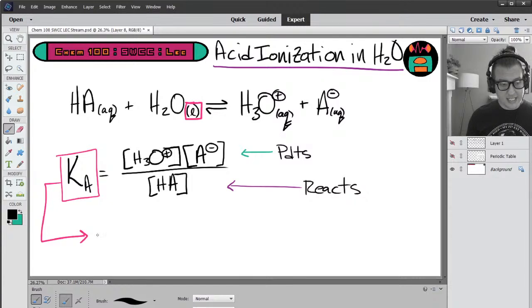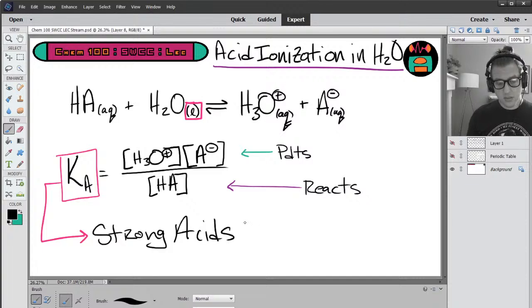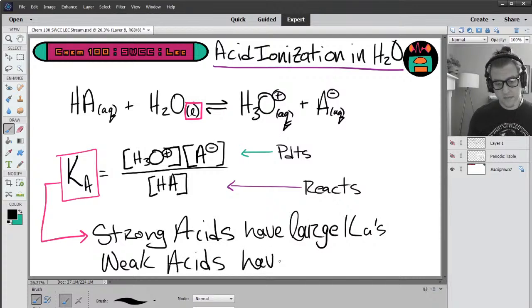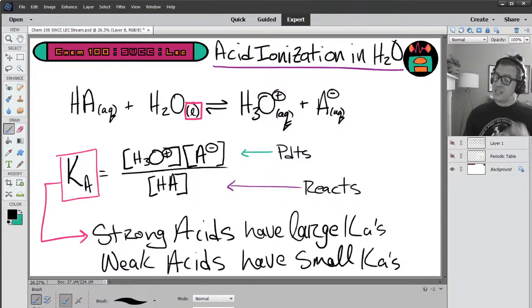All right, strong acids have large Kas. Weak acids have small Kas. All right, and think about what this means.